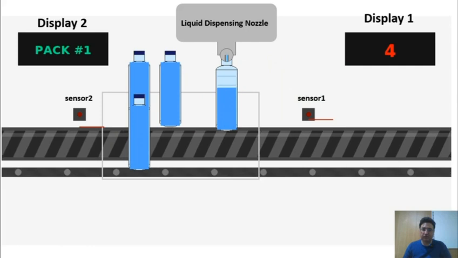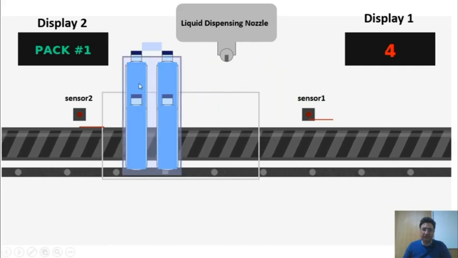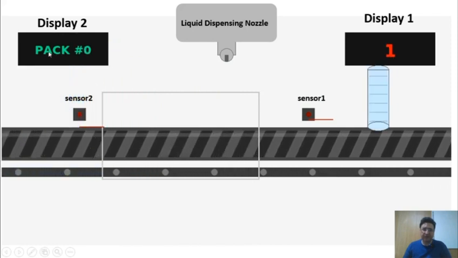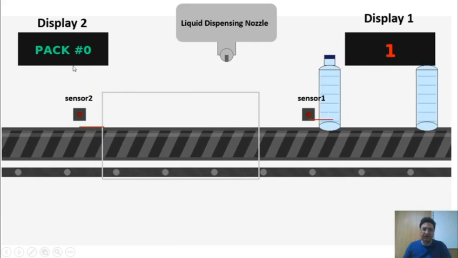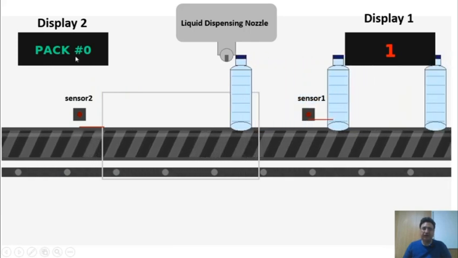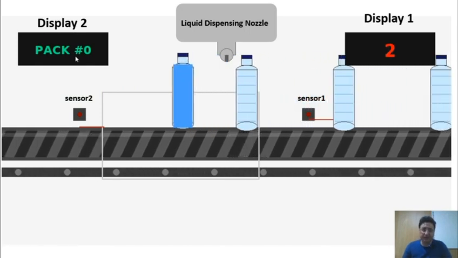Finally, when all 4 bottles are filled, they are grouped together here as a pack. When they pass in front of our second sensor, this display serves as the counter for the packs, and its function is to tally and record the number of packs as they pass by. This capability allows for precise monitoring and management of production.